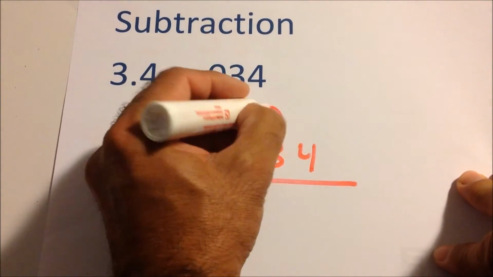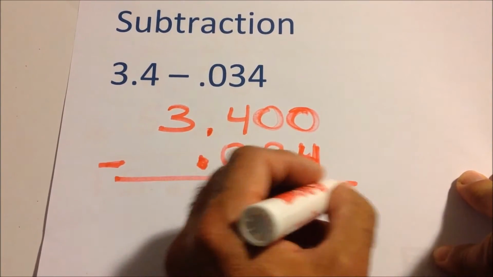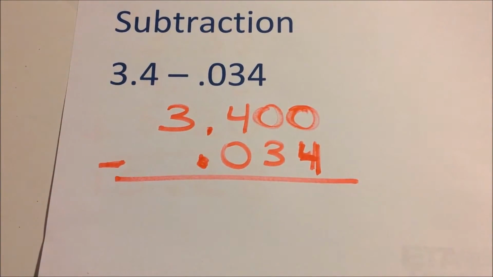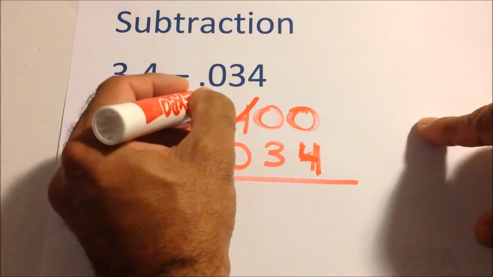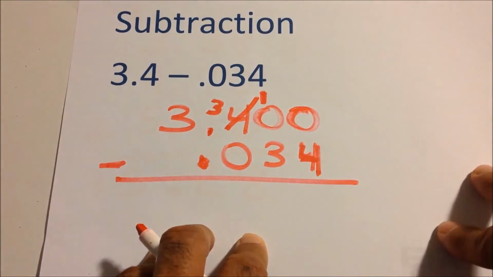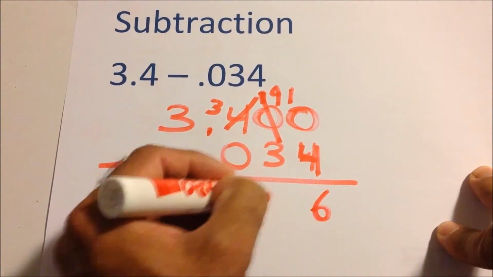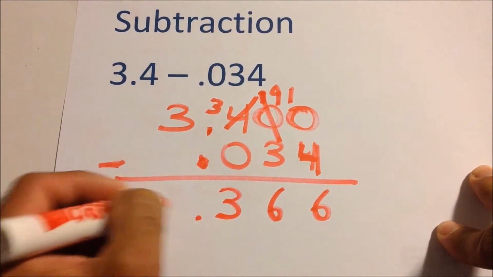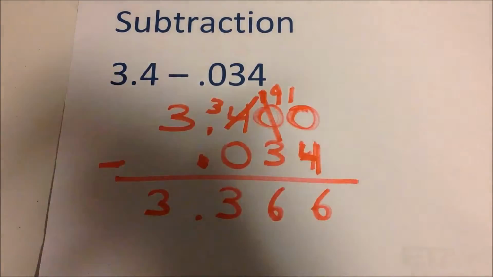Okay, and here you want to add zeros, and we have to do some borrowing. And we did this in 5th grade. And we can't borrow from nothing, so we have to borrow all the way to the 4. That becomes a 3. This becomes a 10. But now we can borrow from the 10. That's a 9, and that becomes a 10. So we have 6 here, we have 6 there, we have 3 there. We have 3.366. So remember, in subtraction, we just have to borrow, which we did in 5th grade.